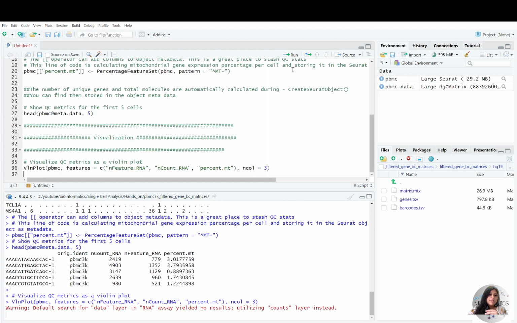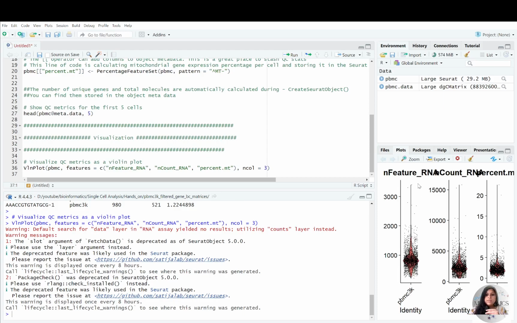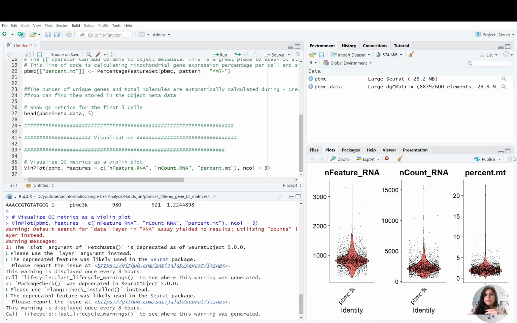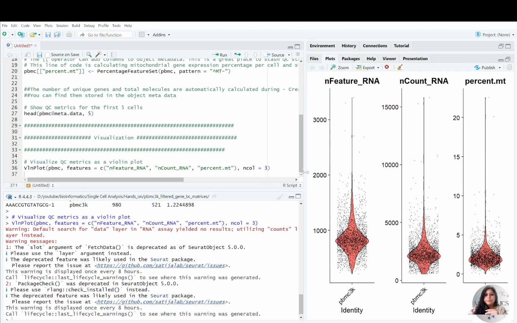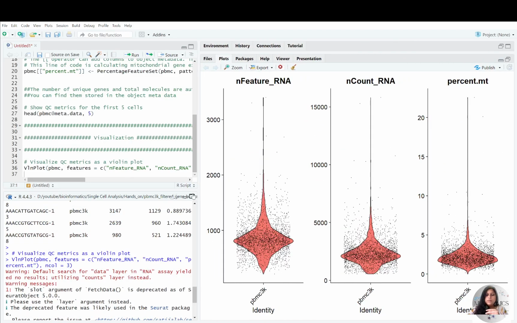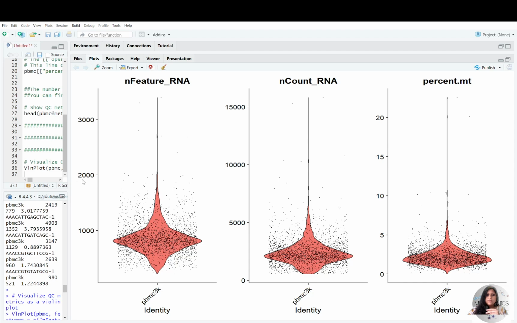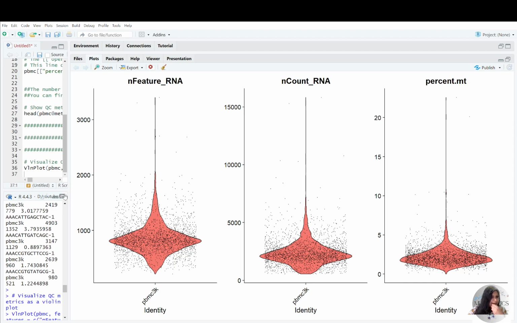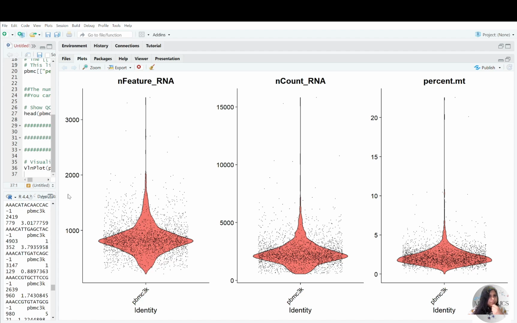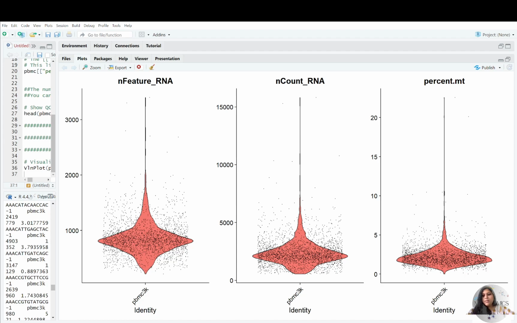First, let us run this. So there's a plot that has been generated over here. Let us maximize this plot. Yeah, so this is our data. For this graph, how to interpret: the first one is nFeature_RNA.